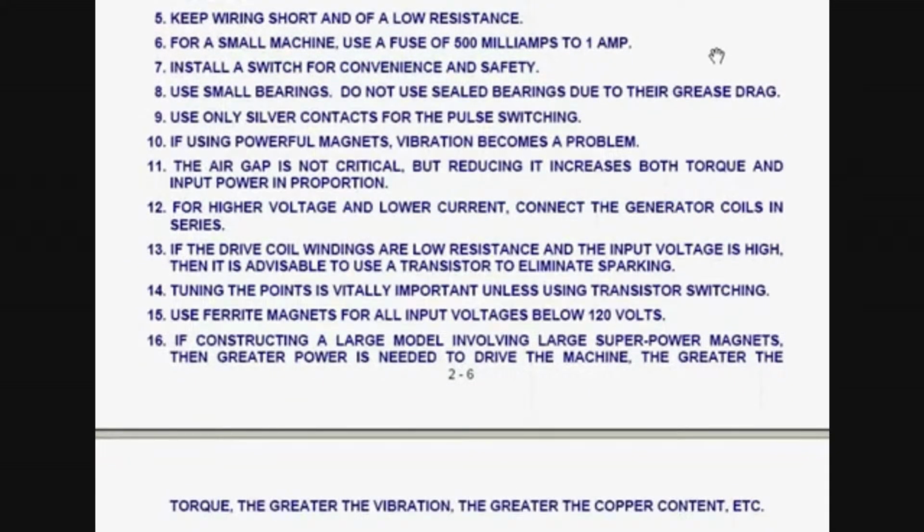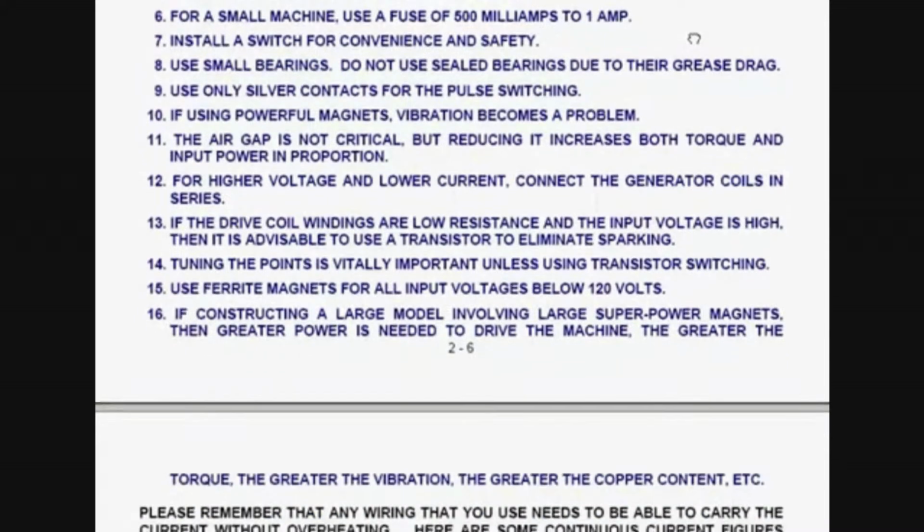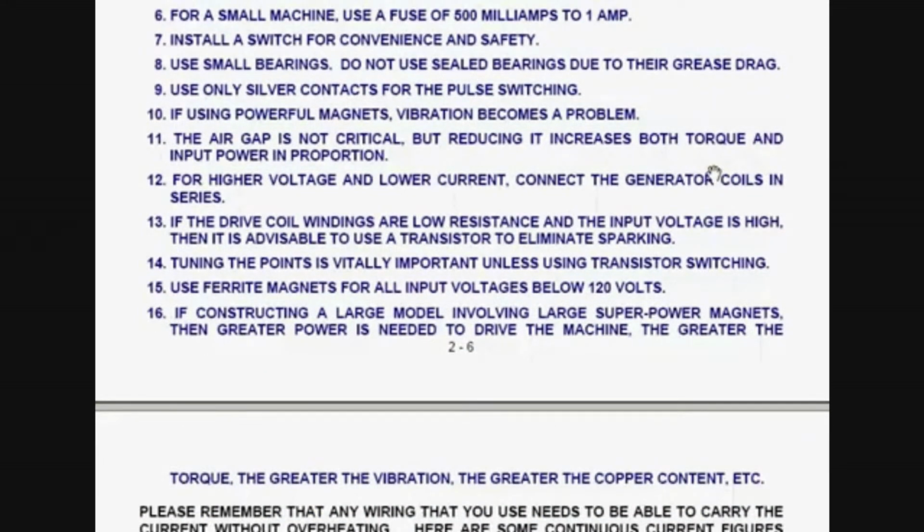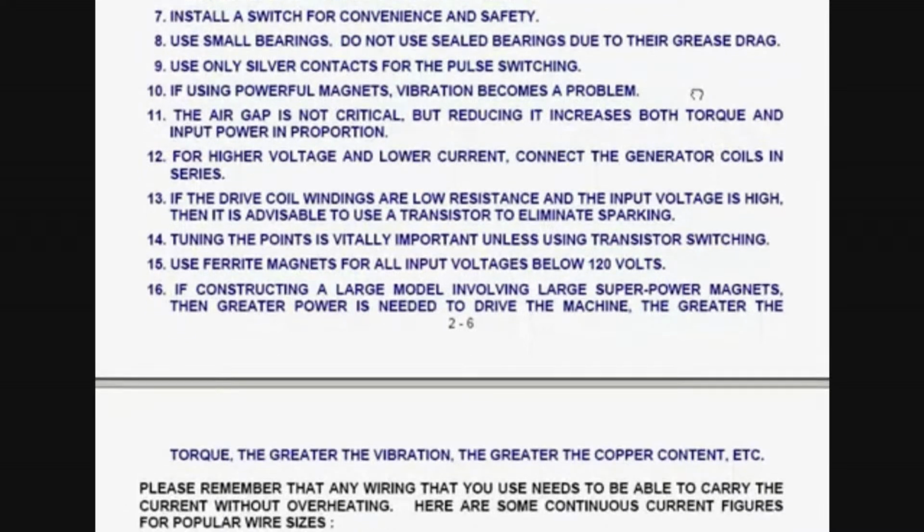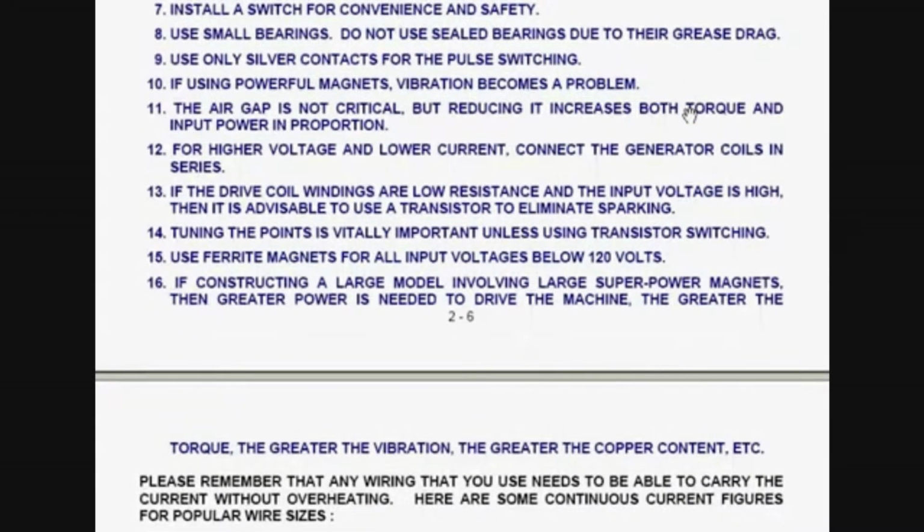5. Keep the wiring short and use a low resistance wiring. In other words, the wire diameter needs to be reasonably thick. 6. For a small machine, use a fuse of 500 milliamps to 1 amp. 7. Install a switch for convenience and safety.